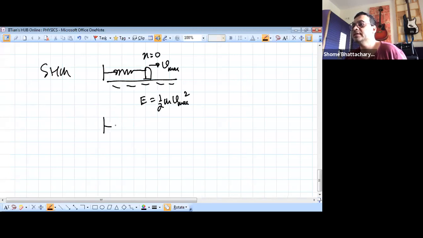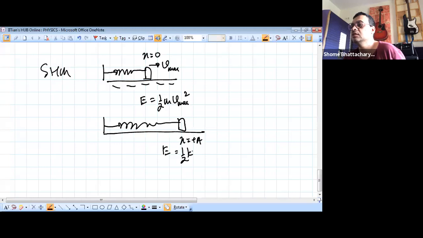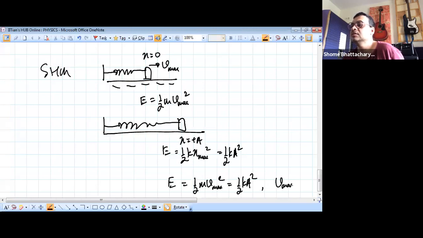But when it goes to the extreme position, that is equal to plus A, or when it comes back to minus A also, the energy of the system is half K X maximum square, or half K A square. And therefore, we have energy equal to half M V max square, that is equal to half K A square, and we know that V max is equal to A omega, and omega square is equal to K by M. So all that works out, that's fine, okay?